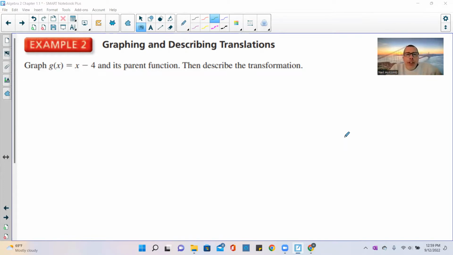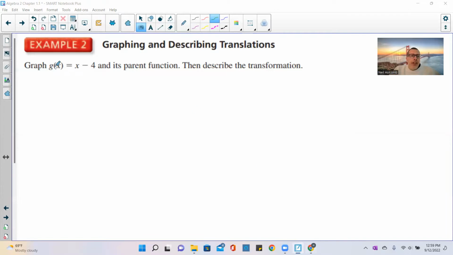A translation is simply a shift. Move it right, move it left, move it up, move it down. Do not change its shape, do not rotate it, do not flip it. Translation is just a shift, moving something in one direction or the other. So example 2 says to graph g of x equals x minus 4 and its parent function, then describe the transformation. So I'll do that in Desmos, graphing the function g of x equals x minus 4.